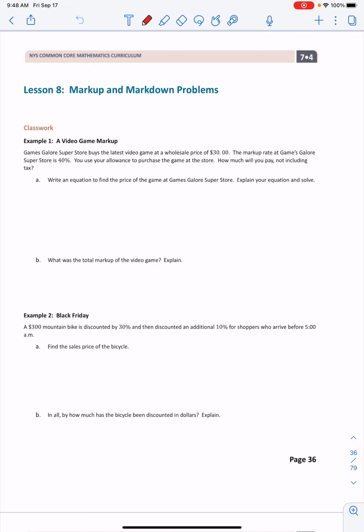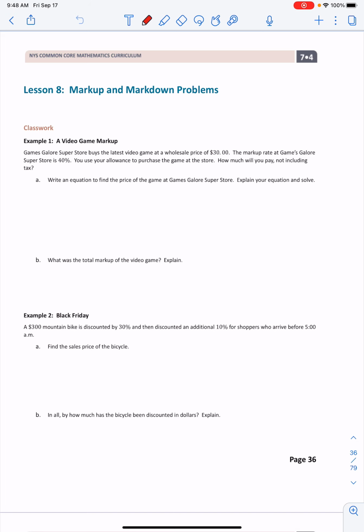Lesson 8, Markup and Markdown Problems. Games Galore Superstore buys the latest video game at a wholesale price of $30. The markup rate at Games Galore Superstore is 40%. You use your allowance to purchase the game at the store. How much will you pay, not including tax? Write an equation to find the price of the game at Games Galore Superstore. Explain your equation and solve.